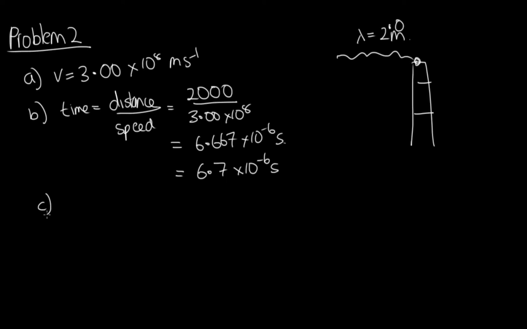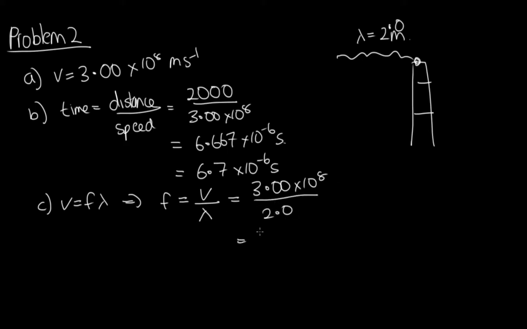Part C asks, what is the frequency of the wave? Well, to answer this one, we'll need to use our wave speed equation, v is equal to f lambda. We can rearrange this one to get the frequency. The frequency is equal to the speed over the wavelength. The speed is 3.00 times 10 to the 8, and the wavelength is 2 meters. And so this gives us 1.5 times 10 to the 8 meters per second, to two significant figures.